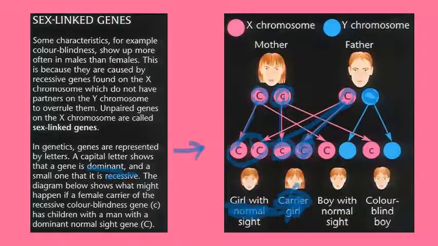So then mom gives her normal gene to her son, and dad gives his Y chromosome. Because it's the Y chromosome and the normal one, the boy will have normal sight. But then in the next one, the mom gives her colorblind chromosome to her poor son. And the dad gives his Y, and the Y cannot fight the c, and the child is colorblind. So sad.